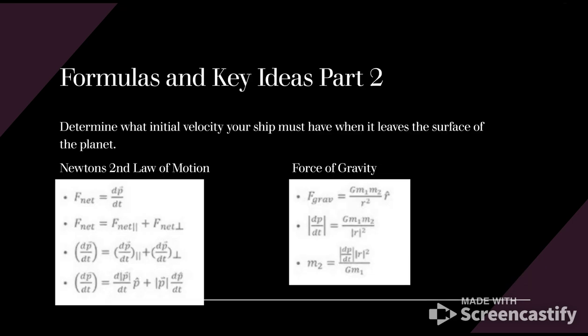The formula and key ideas for part 2. We're going to determine what initial velocity the ship must have when it leaves the surface of the planet, and we're going to use the same formulas to figure this out. This is my code for part 2, and these are the constants from part 1 and the spaceship's initial velocity components.